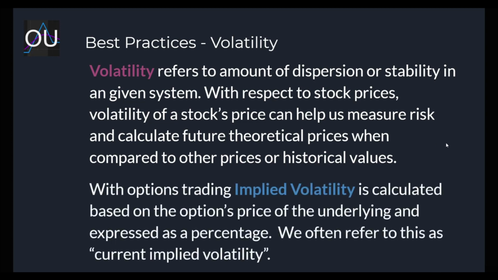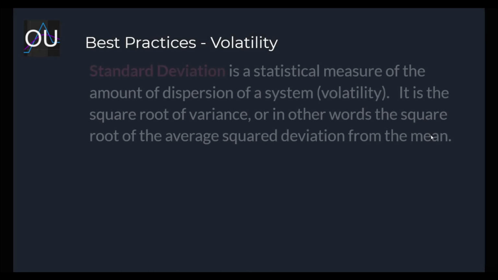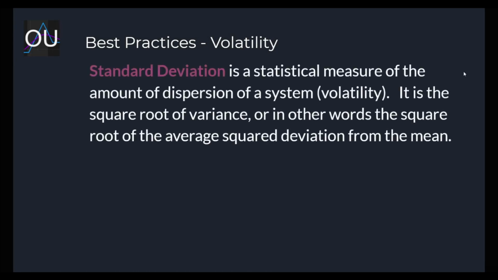With options trading, you'll hear implied volatility. That's pretty much calculated on the options price of the underlying, and it's expressed as a percentage. We often refer to this as our current implied volatility. It's an important distinction. But what does all this try to do? When we use implied volatility, you'll also hear the term standard deviation and how the two relate.